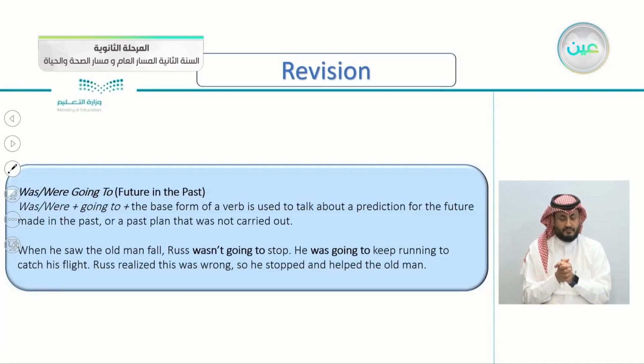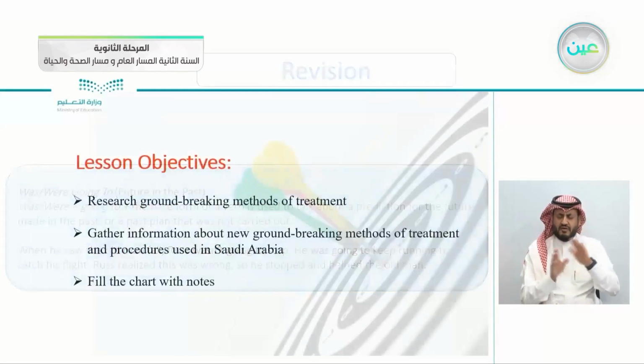Of course, we also learned about was or were going to, the future in the past. When we were talking about a future in a past event, the form here is was or were plus going to plus the base form of the verb. I was going to help him. I was going to pay, for example, and so on, to talk about future plans in the past.